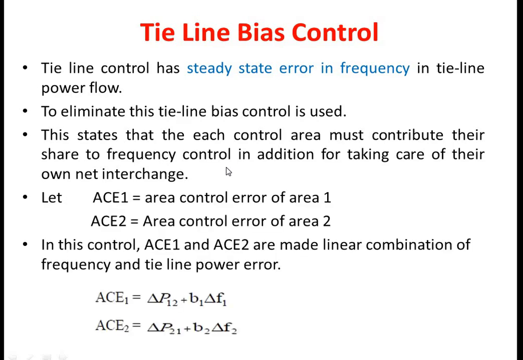So we can write this equation: ACE1, that is area control error for area 1, as a change in power interchange plus change in the steady state frequency. If you are going to write area control error for a single area, we can write only B1 del F1, but now we are considering the change in power interchange also as an error. So the combination of these two is going to be the area control error for a control area. Likewise we can obtain the area control error equation with respect to area 2.